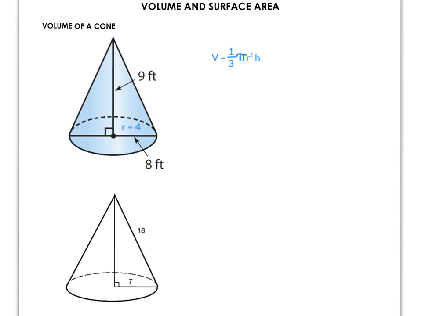And then the height they actually give me on the picture, I can see that the height is 9. So I'm going to fill those in to the equation over here, and remember I'm going to replace the pi with 3.14. So now I just replaced all that information here, and you can see that it matches the information that was in the diagram.